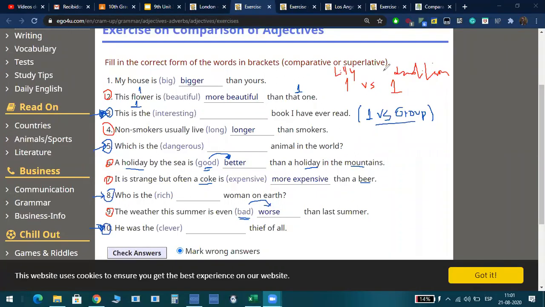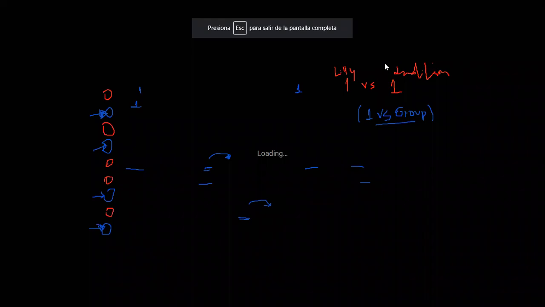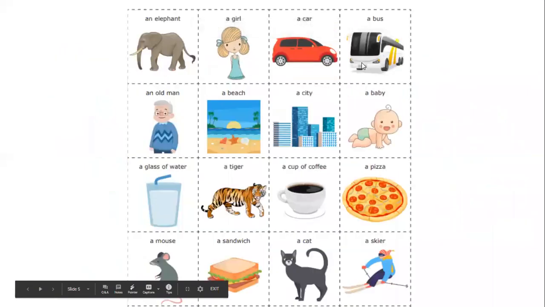And we're going to talk about that now. Because we're moving along. Okay. Let's continue. But let's not go yet to the superlative. I have here some pictures.